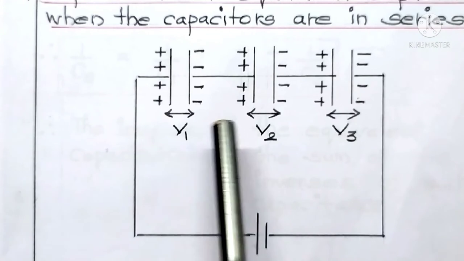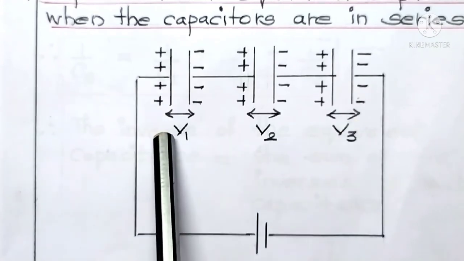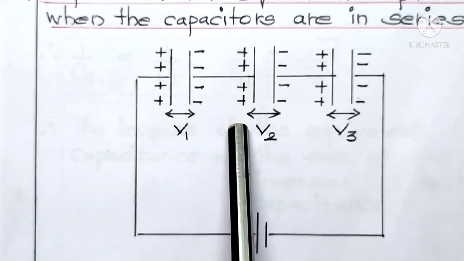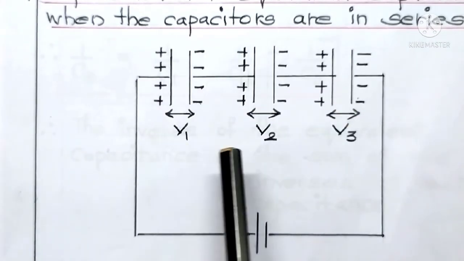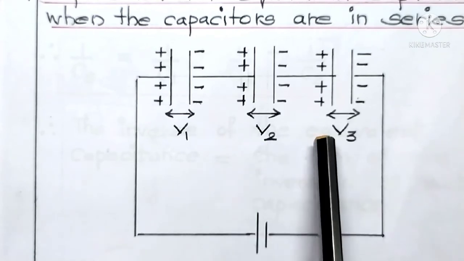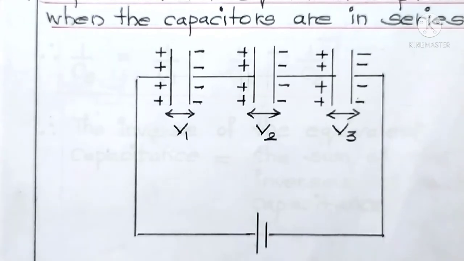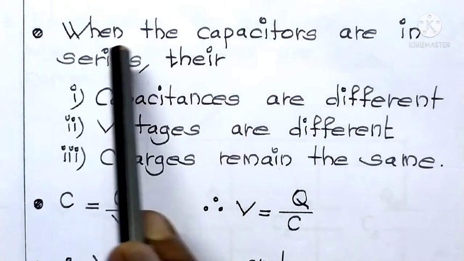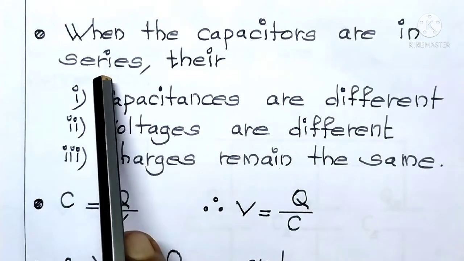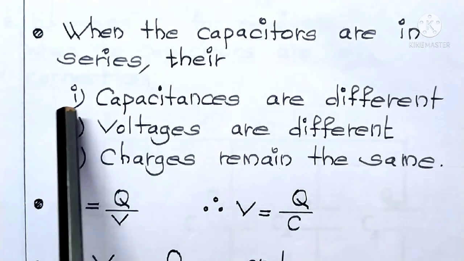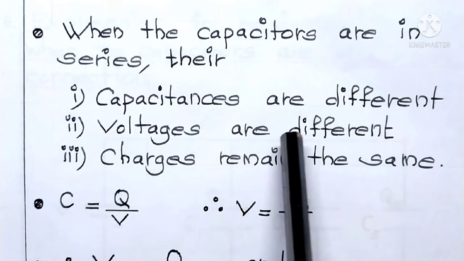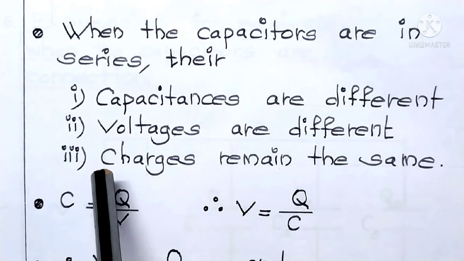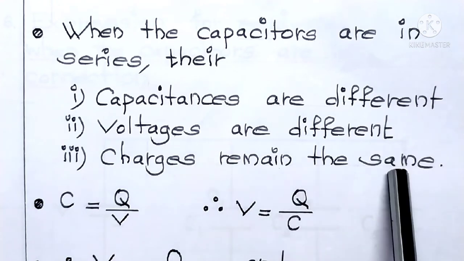In this series connection, the voltages are different in each and every one of these capacitors. So here it is V1 and here it is V2 and here it is V3. When the capacitors are in series, their capacitances are different, voltages are different, but charges remain the same.